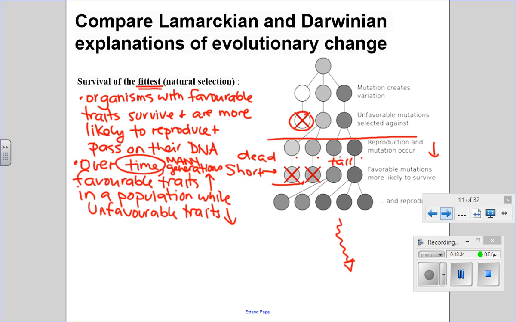The thing that I want you to notice is that an organism did not change themselves. They were the way that they were, starting from when they were born, but it was their offspring that was different.